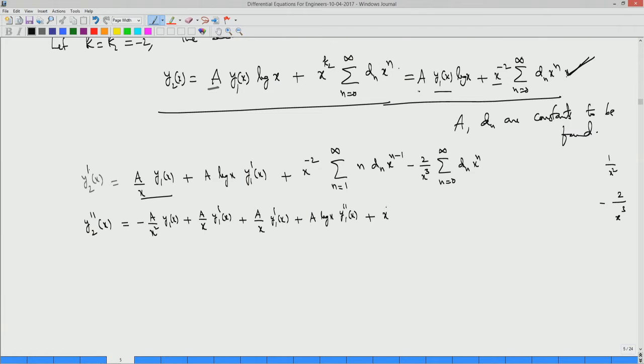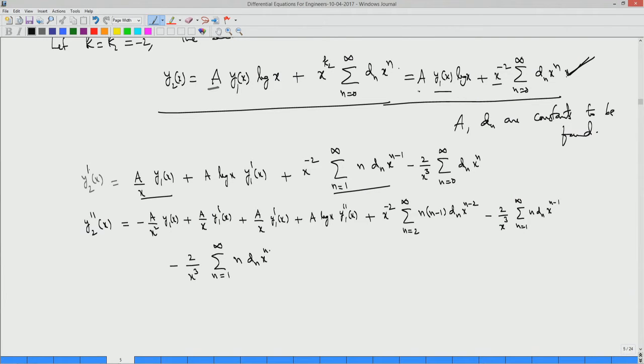So, if you do that, x power minus 2 times the sum for n from 2 to infinity of n into n minus 1 dn x power n minus 2. I differentiated the series first, then I differentiate x power minus 2, which will give me minus 2 by x cube times the sum for n from 1 to infinity of dn x power n minus 1. Now you differentiate the last term, so that will give you minus 2 by x cube times the derivative of the series, from 1 to infinity, dn x power n minus 1.